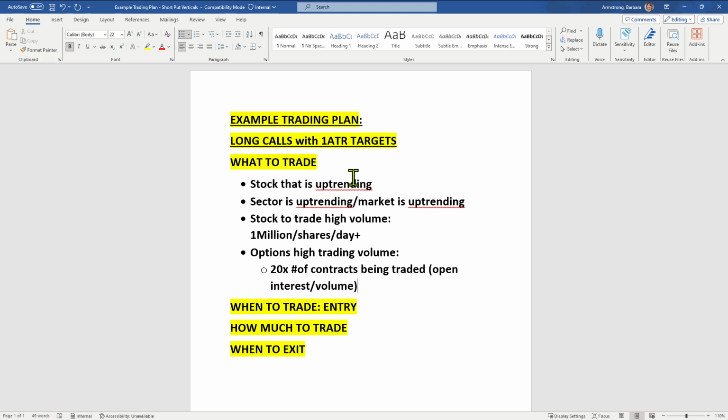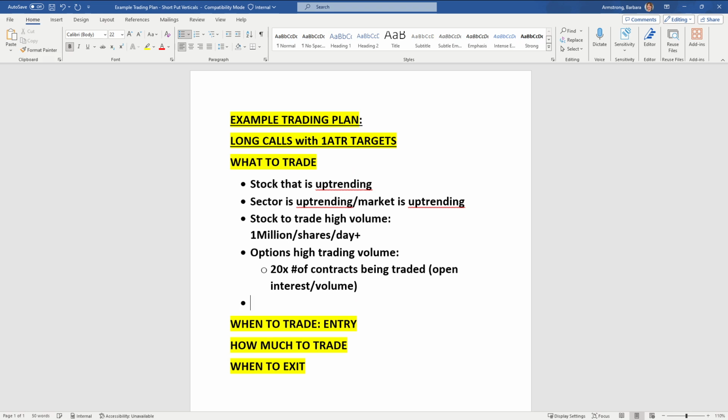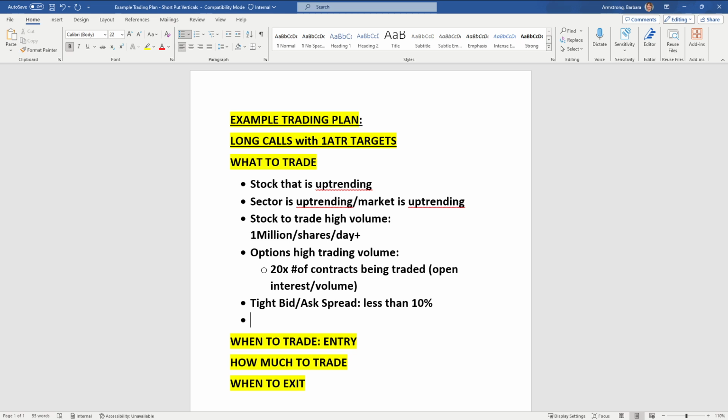Now you might say, well, I don't really care about that as long as there is a tight bid-ask spread. And what do you mean by bid-ask spread? It's the difference between the bid price and the ask price. You might say, as an example of a rule, that you want it to be less than 10%. Others might say 5%, and some might not have that as a guideline.